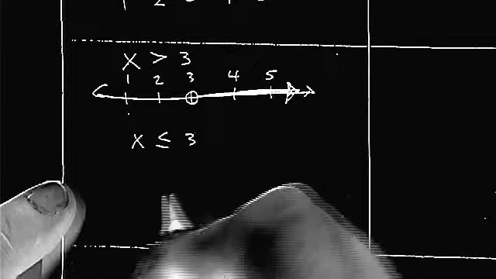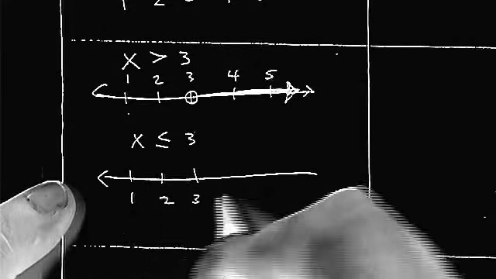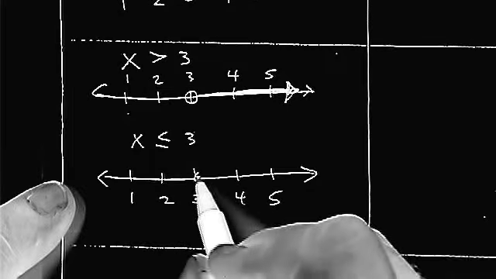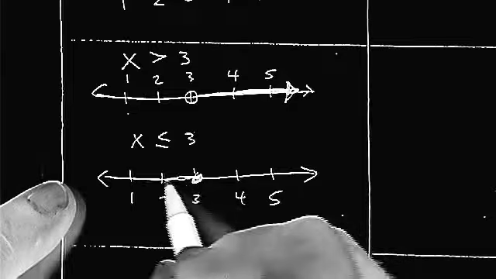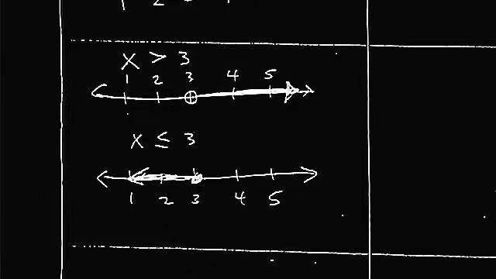Obviously, x is less than or equal to 3. We're going to have a closed circle on 3, and in this case, arrow to the left, indicating you want everything lower than 3 or equal to 3. Okay, so that's all well and good.